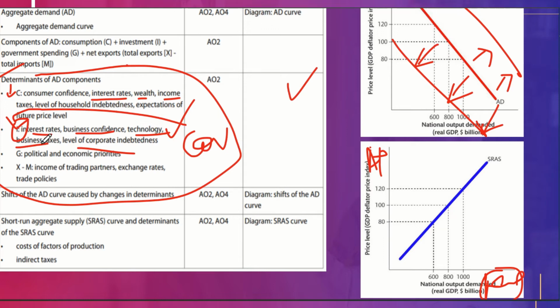Business taxes are higher, so investors are discouraged from investing because of the higher taxes. Then obviously the investment component will come down, and investment coming down means aggregate demand also falls. And the level of corporate indebtedness: if the corporate has less debt, then they will have more opportunity to invest more. If the corporate has more debt, then they will have less opportunity for further investment, so investment will come down, and that will also cause aggregate demand to fall.